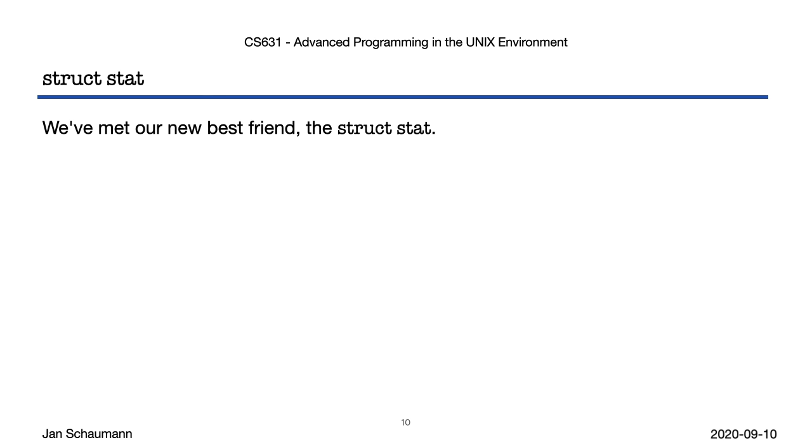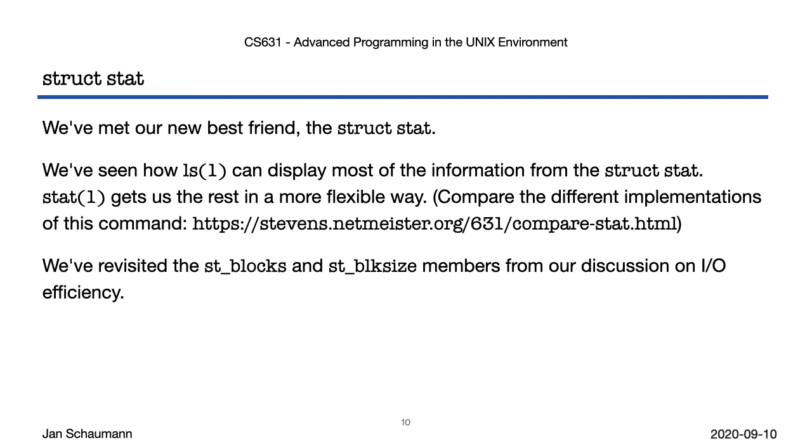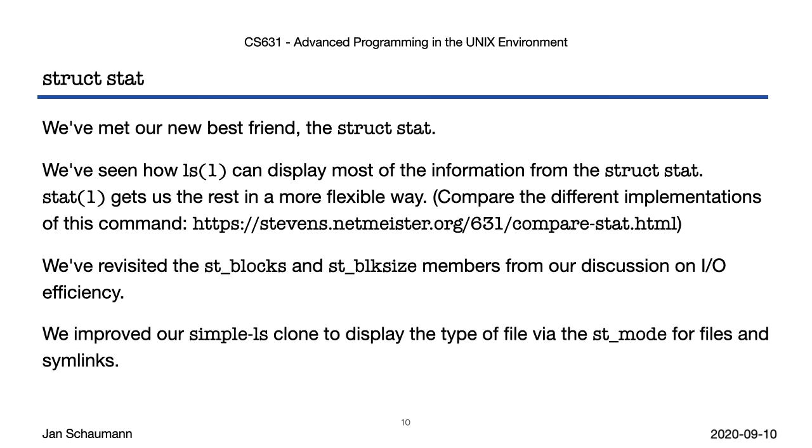Alright, let's pause at this point. We've already covered a good bit. We've met our new best friend, the struct stat. Trust me, you'll get intimately familiar with it and all the other fields in the very near future. We've also seen how the ls command makes use of the struct stat information, as well as how the stat command provides the remaining fields. It's a useful exercise to compare the implementations of this command. We've revisited the st_blocks and st_blksize members from our discussion on I/O efficiency. And we've improved our simple ls clone to show us what type of file it encounters, including accounting for symbolic links.